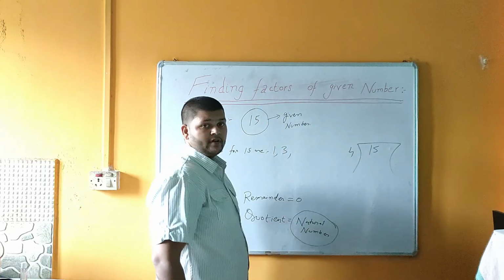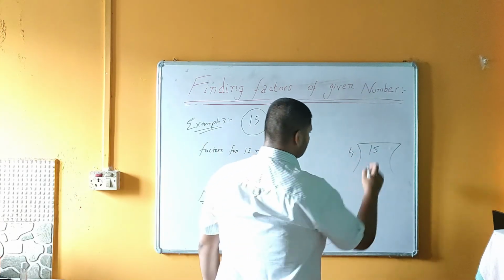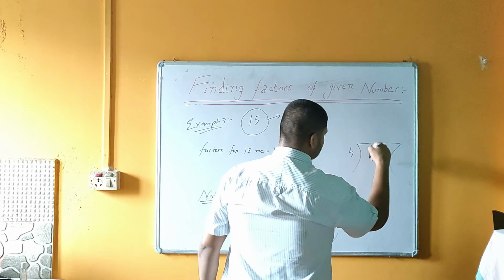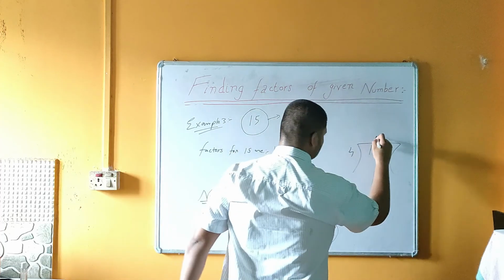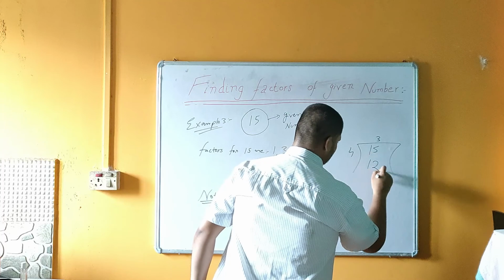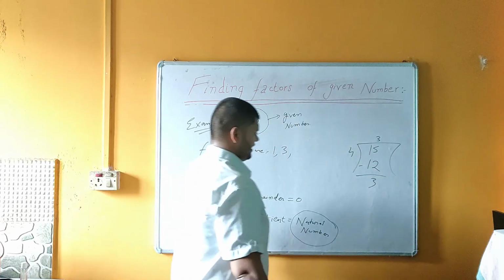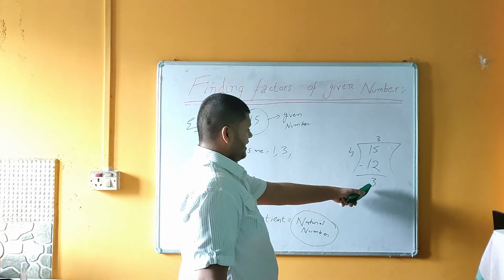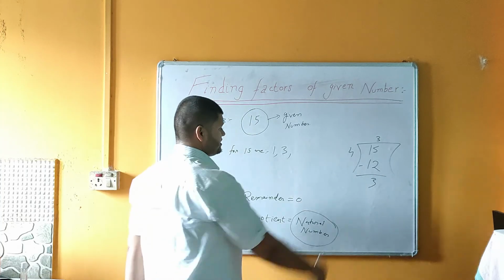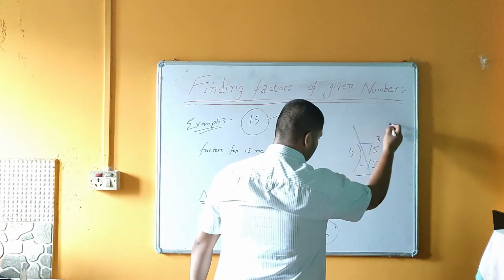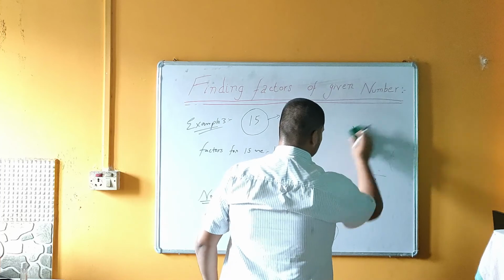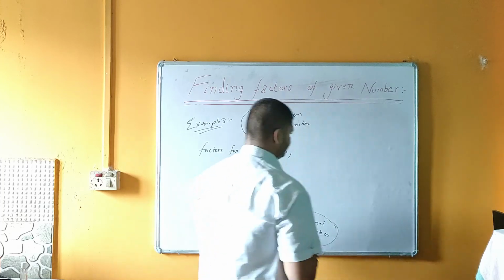Do you think 15 will occur in the table of 4? Let's see. 4 fours are 16, it will be more. 4 threes are 12, so you will get 3 as the remainder. The remainder should be 0, but here it is 3. That's why we will simply discard it. Now we go for 5.